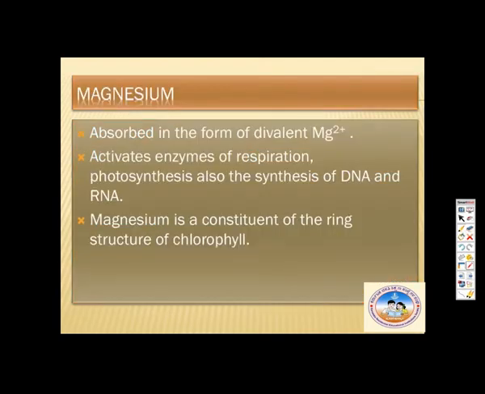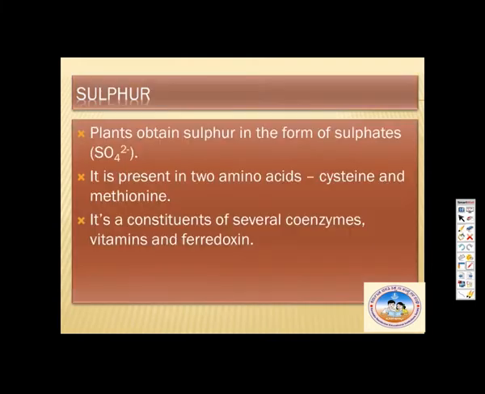Plants obtain sulfur in the form of sulfates. It is present in two amino acids, that is cysteine and methionine, so remember these two amino acids. It is a constituent of several coenzymes, vitamins and ferredoxins. In all of these you have sulfur. Am I clear? So: sulfates, cysteine and methionine, coenzymes, vitamins and ferredoxins. Remember it like this.